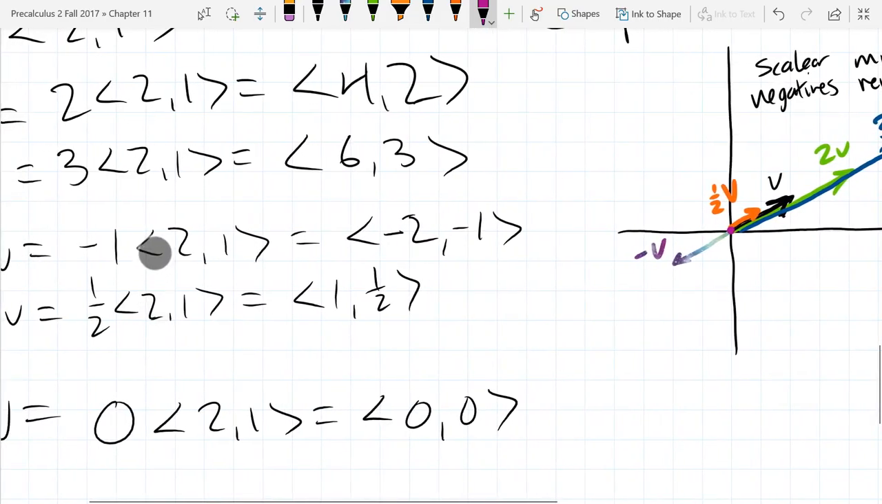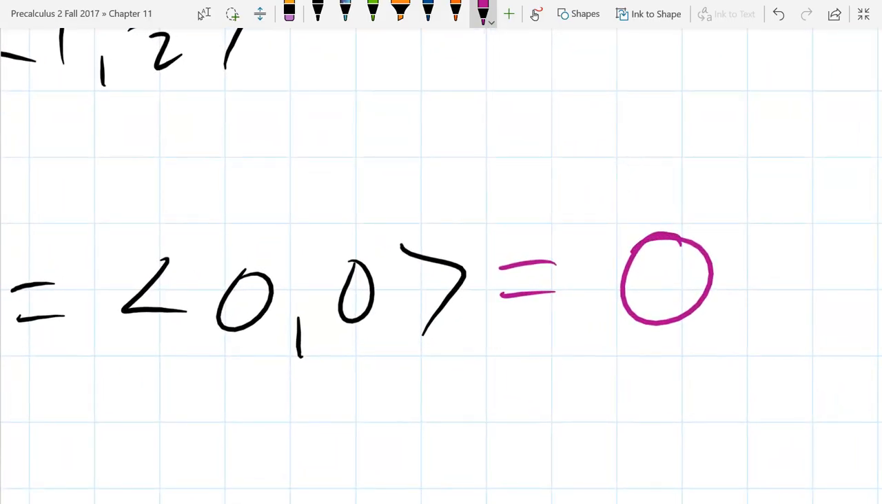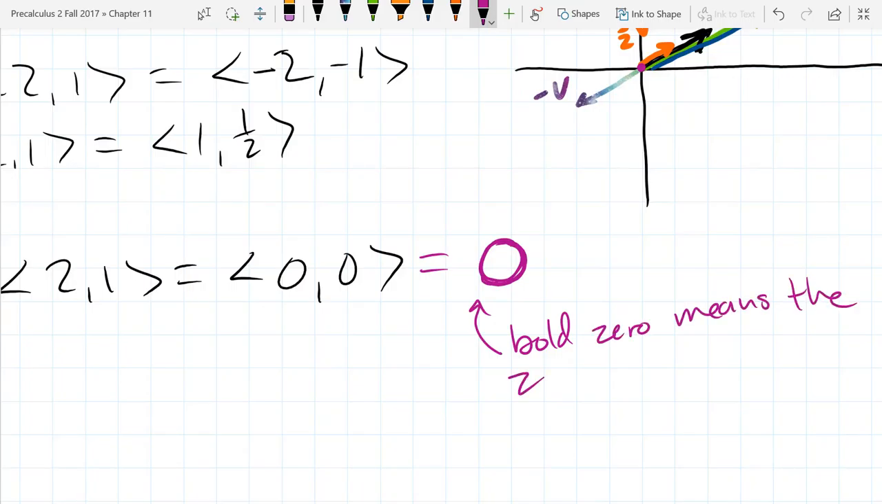Okay, the zero vector, we write it in a special way. You could write it just like regular zero, but then people think that you're talking about the number zero. So the zero vector, what we do is we just make it extra bold. So I usually go around it maybe 3 or 4 times. So it makes it a very bold zero. So bold zero means a zero vector. It's the vector with all coordinates of zero.